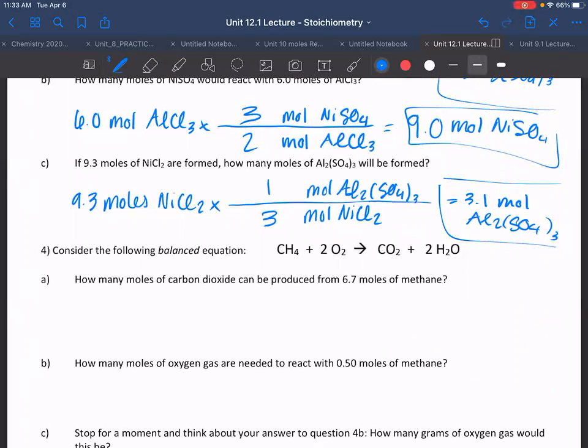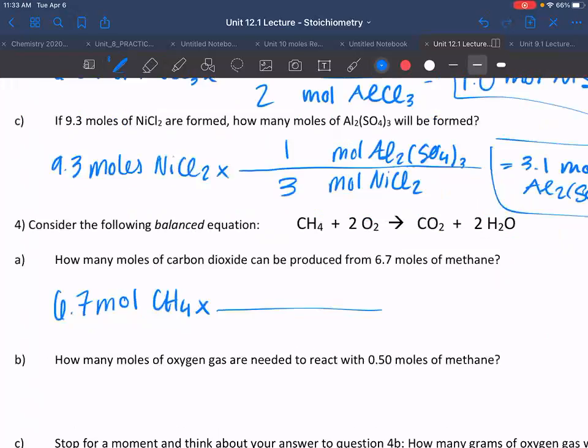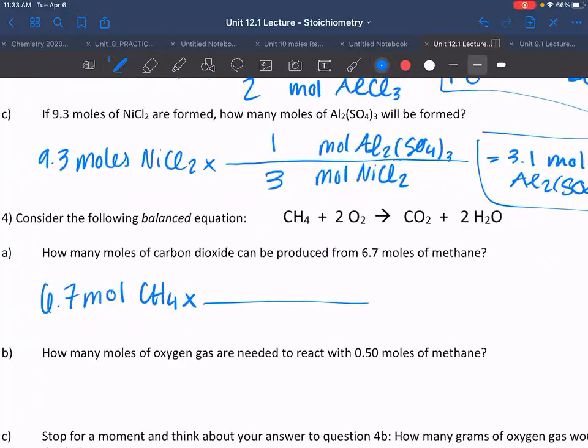How many moles of carbon dioxide can be produced from 6.7 moles of methane? Who remembers what the formula for methane is? So we have 6.7 moles of CH4. And we want to know how many moles of carbon dioxide can be produced from this. So our target is CO2. So I'm putting carbon dioxide on the top. We want to get rid of methane. Methane goes on the bottom of our conversion fraction. And if we look at the molar ratio, CO2 has a coefficient of what? What about methane? So what's our answer?